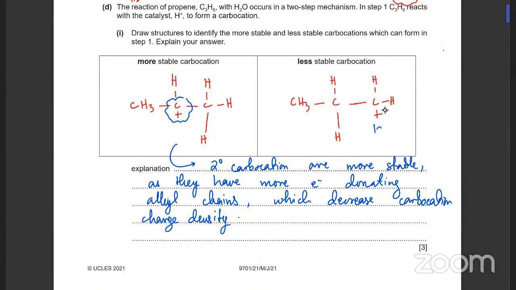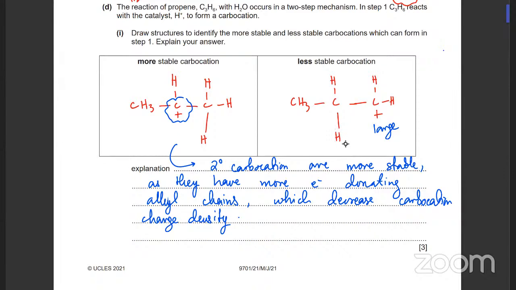Why? Because this positive charge is going to be really big because it's not surrounded by large groups. You got 2 hydrogen atoms on one side, so they don't have any electrons. So the positive charge is not going to be neutralized that much because it's not surrounded by electrons. So the positive charge is going to be large, and this will be unstable. Who was taking electrons away from it? It was this hydrogen atom that was taking electrons away from it.